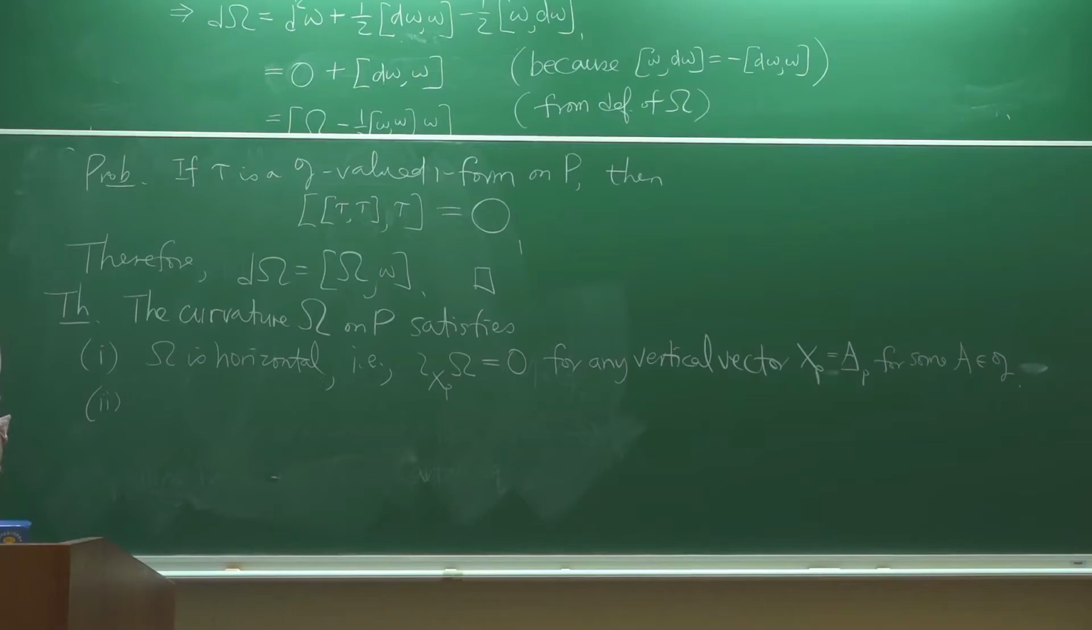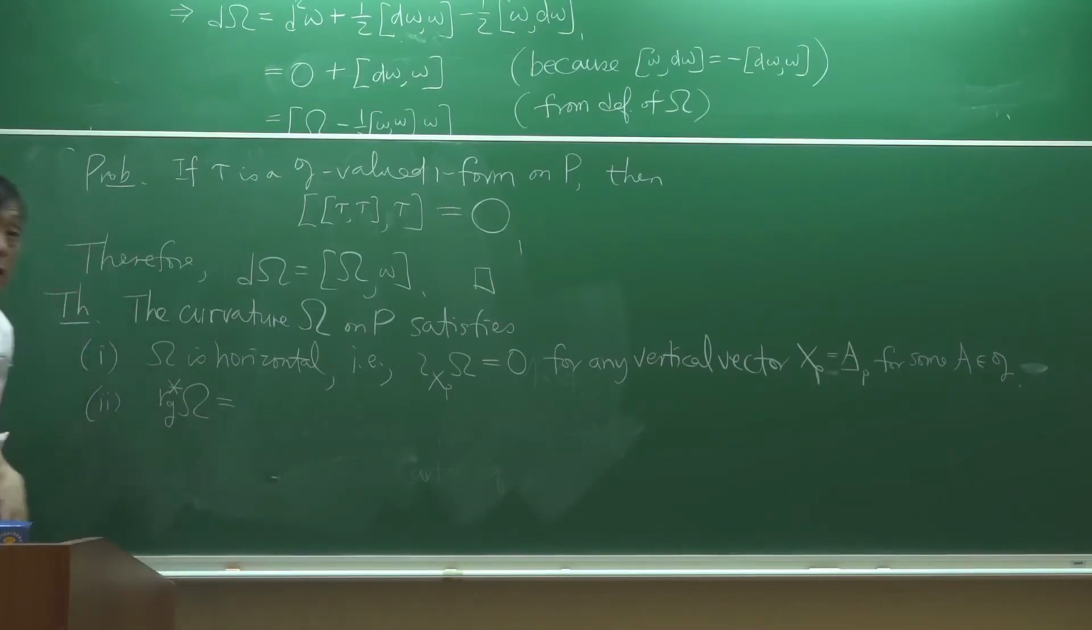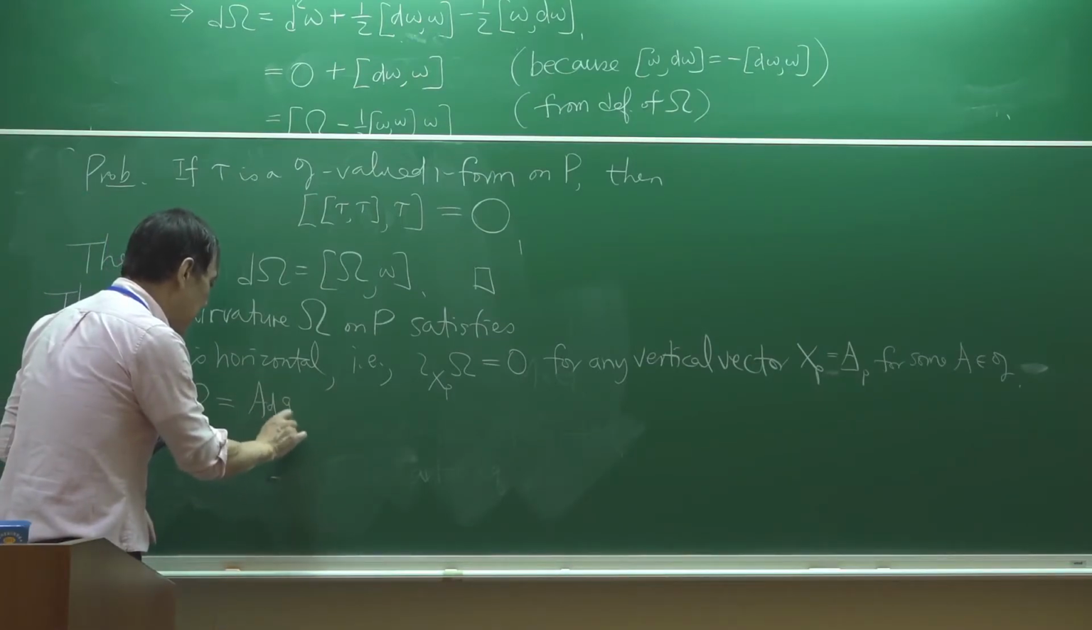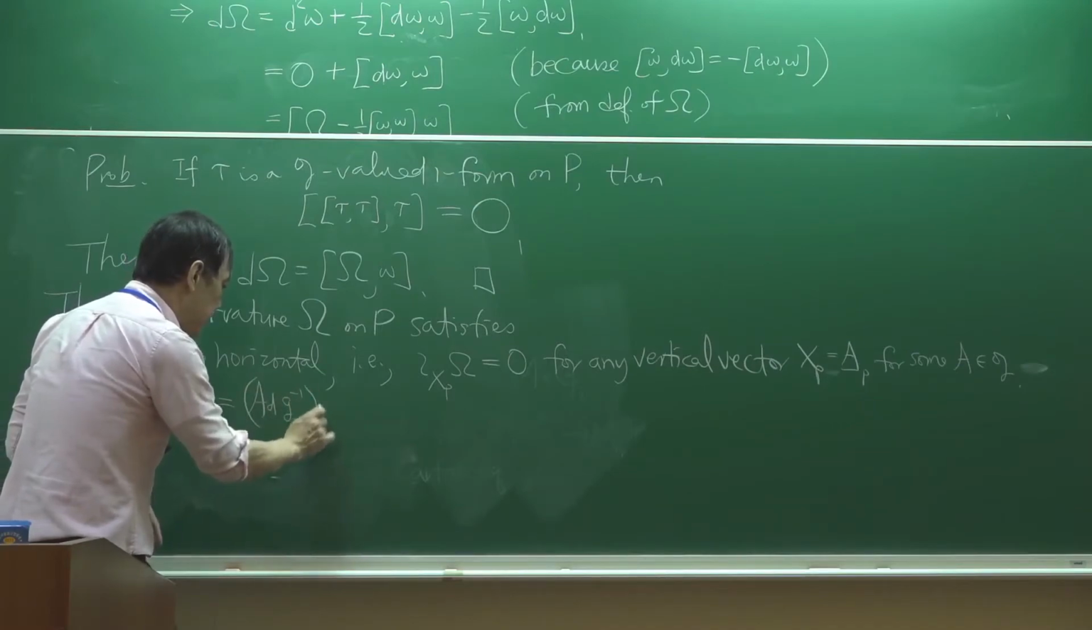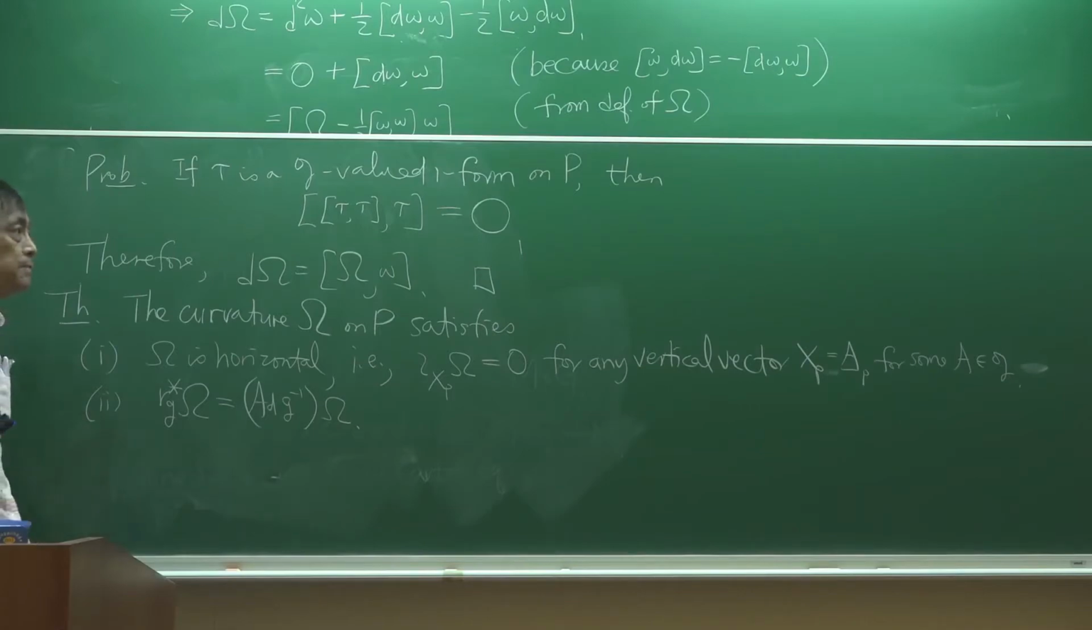So it's horizontal, and then it's right equivariant. If you right translate by g, you end up multiplying by Ad g inverse.